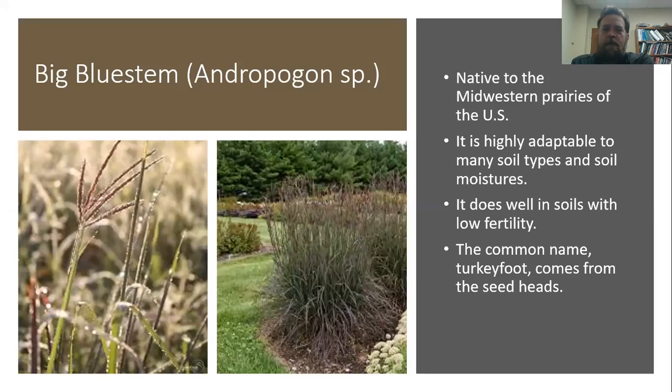This is Andropogon, or big bluestem. It's native to the Midwest here in the United States. Really adapted to a range of different soil types. Does really well in areas with low fertility. Really nice tall grass. Really interesting color. For some reason, people will call it turkey foot grass. They say that the seed head on it looks like a turkey foot. I admit to not having done the most dealing with turkeys, but I suppose imagination can get away from anyone.